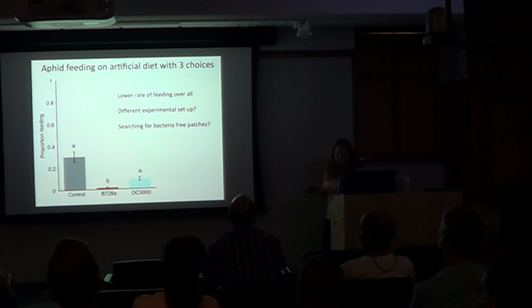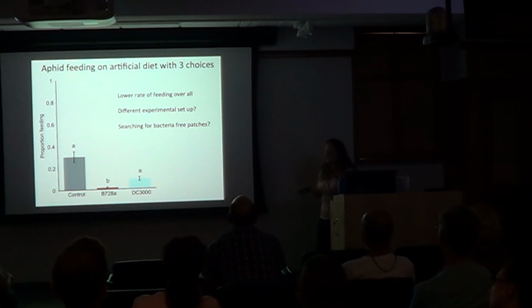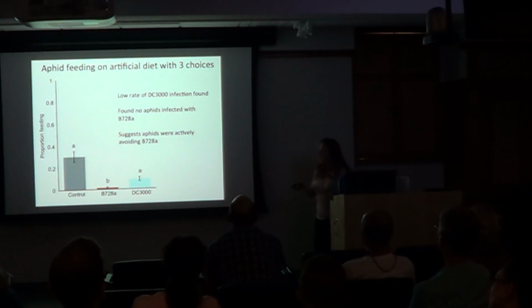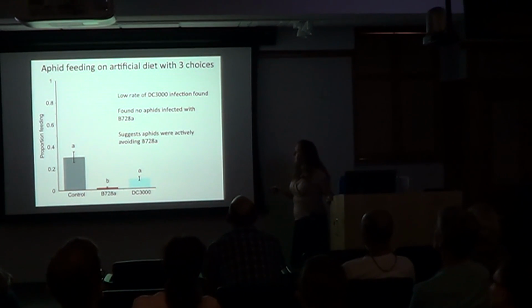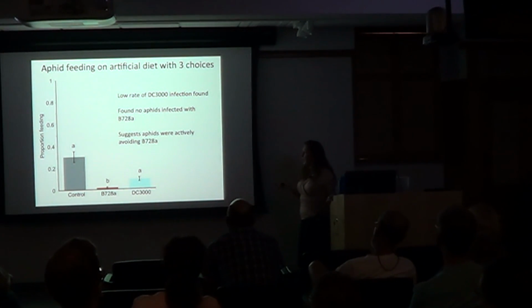At the end of this experiment, we also wanted to confirm that these results looked right by testing to see if they became infected from that feeding that they were doing. We found a low rate of infection by BC3000, which matches what we're seeing. And actually, Rachel didn't find any aphids that were infected with B728A. I should say that our ability to detect a very low infection, if there were just a few cells in the aphid, is pretty limited, because we grind it up and plate it out. And if there were just a couple of cells, we could miss those.